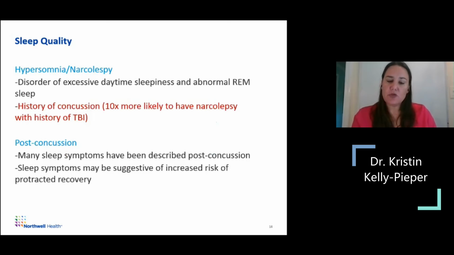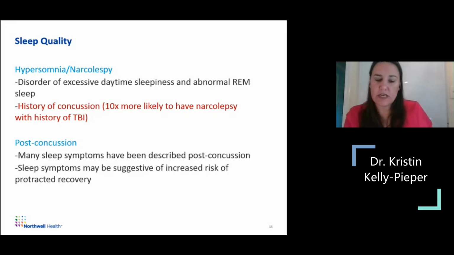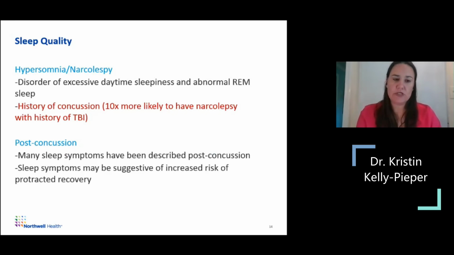There are also some disorders in the central nervous system that can cause excessive sleepiness, or what we call hypersomnia. The most well-known of these is narcolepsy, which is a disorder of excessive daytime sleepiness and abnormal REM sleep. And while an uncommon disease overall, if you have a history of traumatic brain injury, you're 10 times more likely to have narcolepsy in your lifetime. So a history of sports-related concussion might be an important risk factor here.